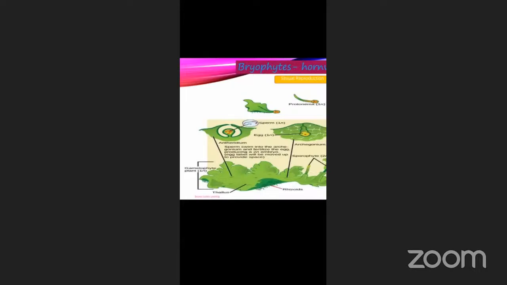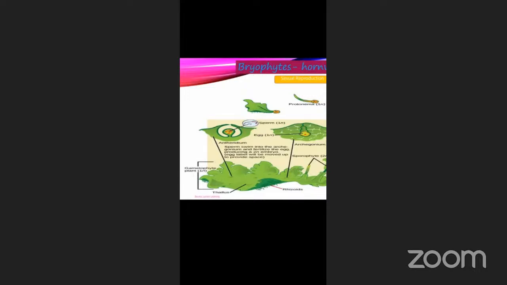What characters are there? Bryophytes' specific characters: first land plants, nothing but amphibians. The first embryo appears and the protonema appears. Clear? And another one, the specific reproductive organs also developed. And another one, dorsiventral, meaning heterotrichous. Dorsiventral modification is also present. These are some specific characters of the bryophyte.